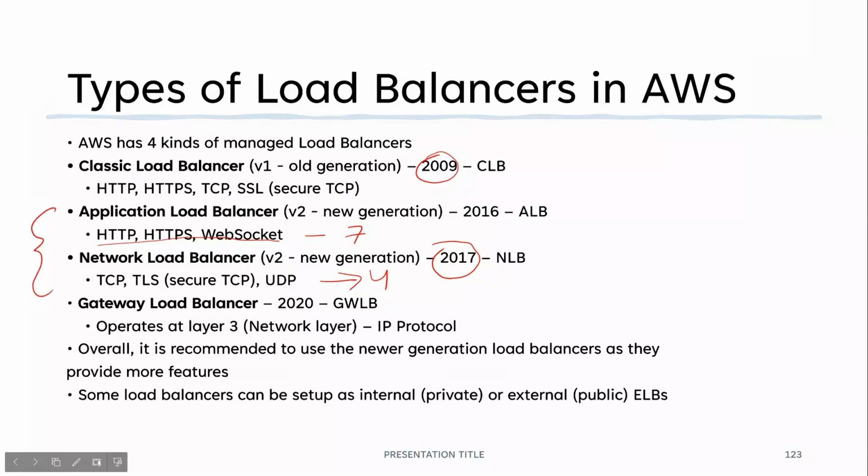So basically if you want to work with layer 7, choose the application load balancer. If you are going to work with the transport layer, please choose the network load balancer. But it is not recommended to work with the classic load balancer because it's an older generation. But the classic load balancer supports all kinds of protocols, including layer 7 and layer 3. So let's see all of them one by one.